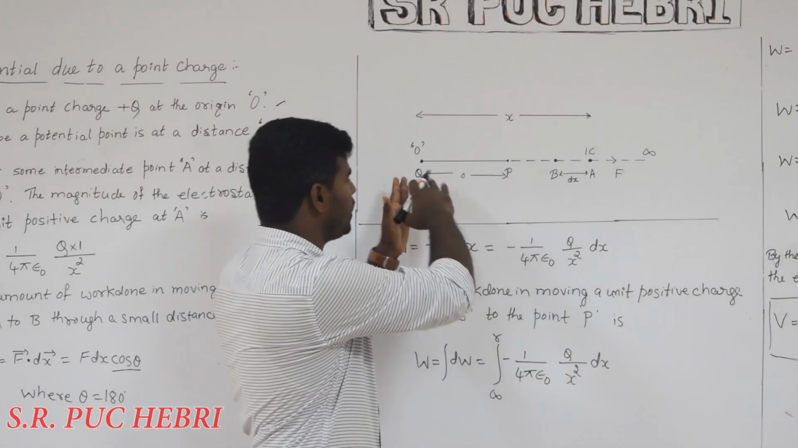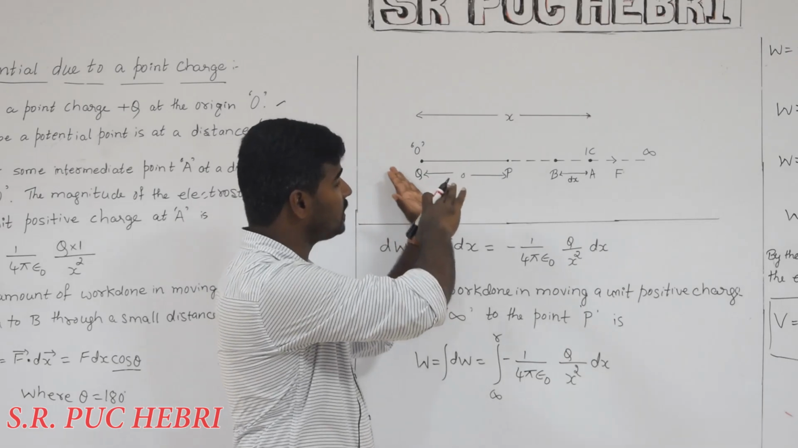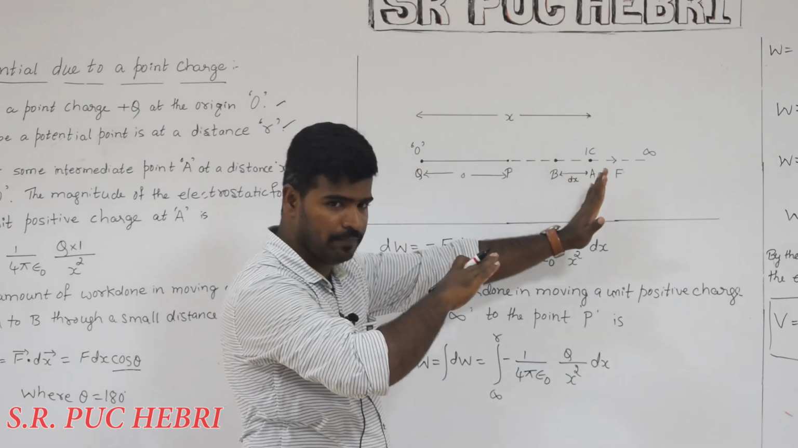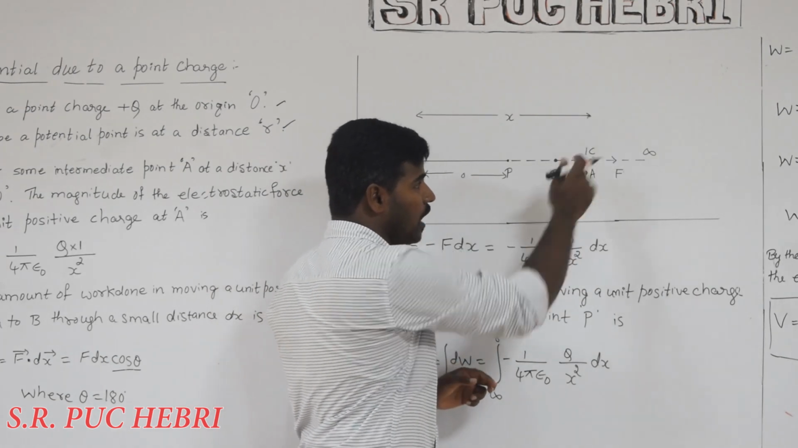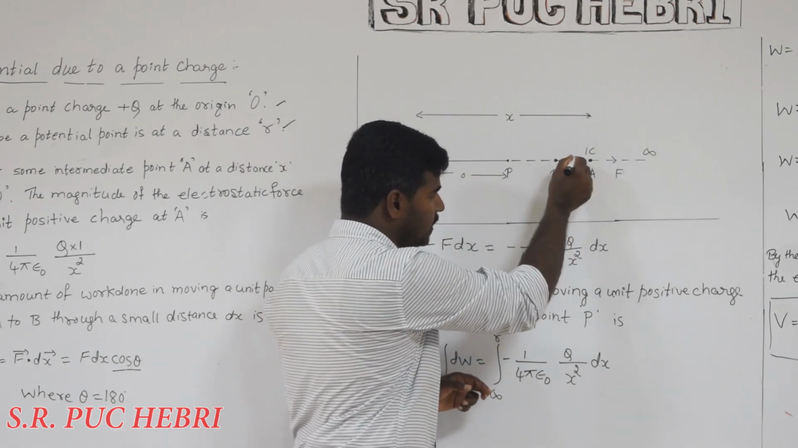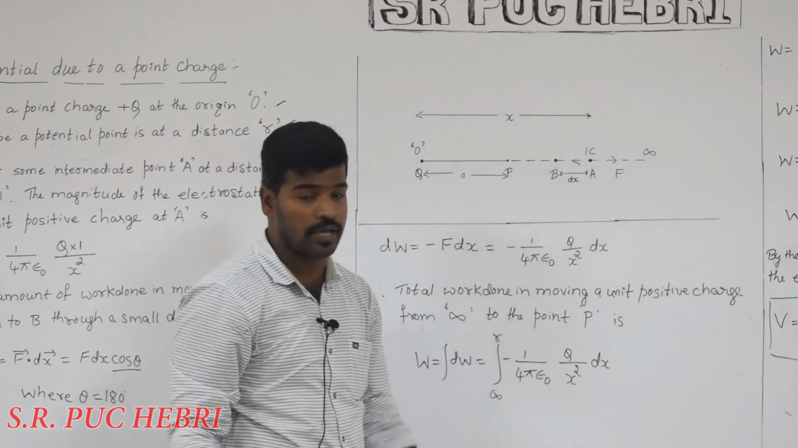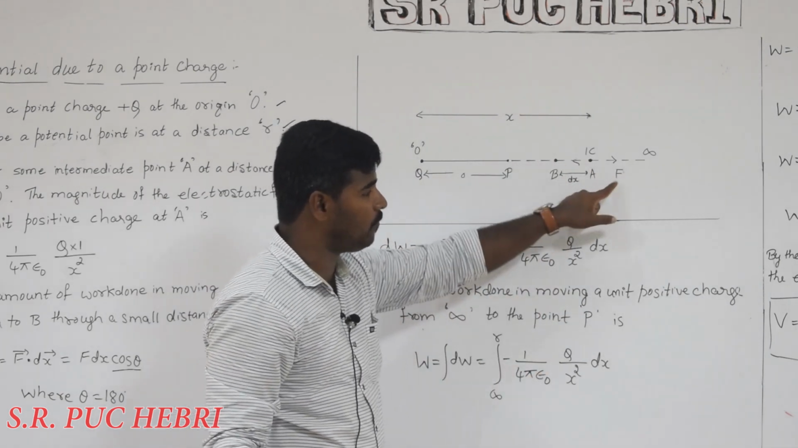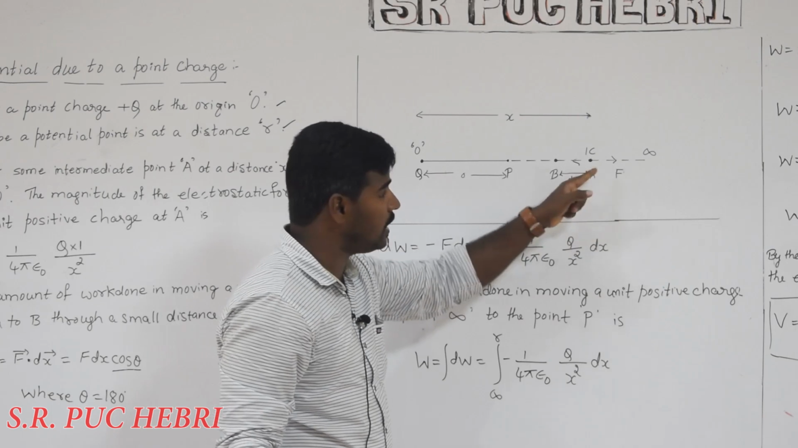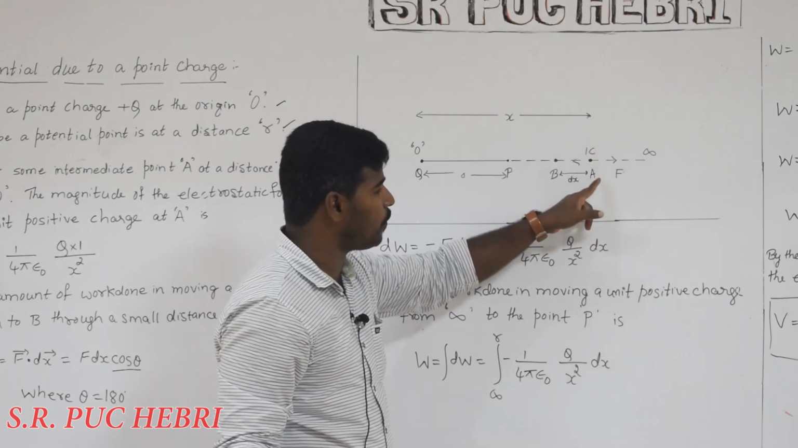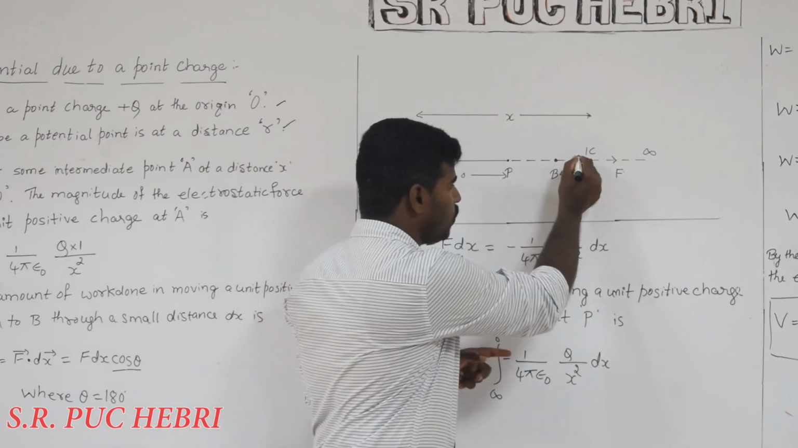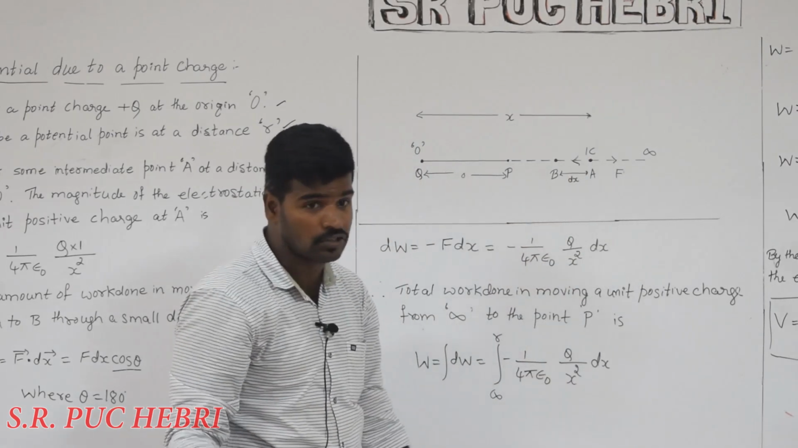If you ask about the direction of the force, the force exerted is along the direction OP, but the unit positive charge is moving opposite to the direction of the force. The unit positive charge moves in the opposite direction to the force. Therefore the angle between the electrostatic force and the displacement, the distance traveled by the 1 coulomb of charge from point A to B, is opposite. Therefore the angle between them is not zero.